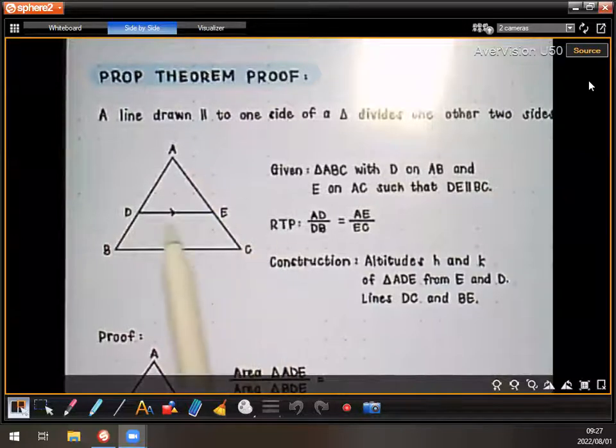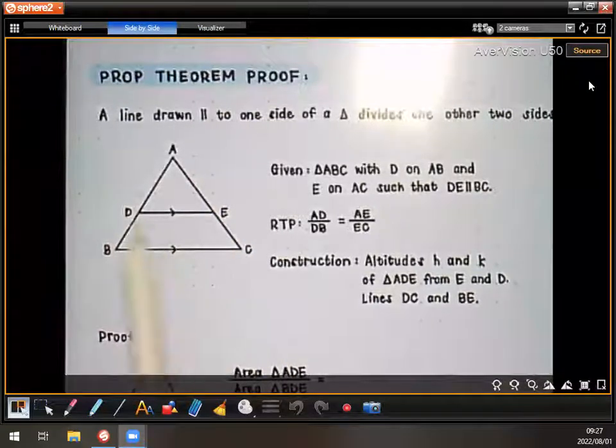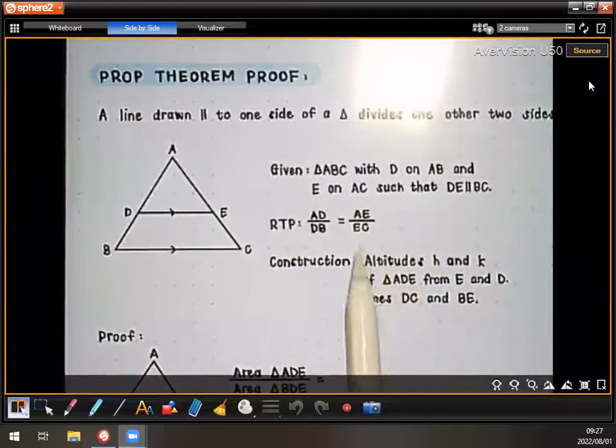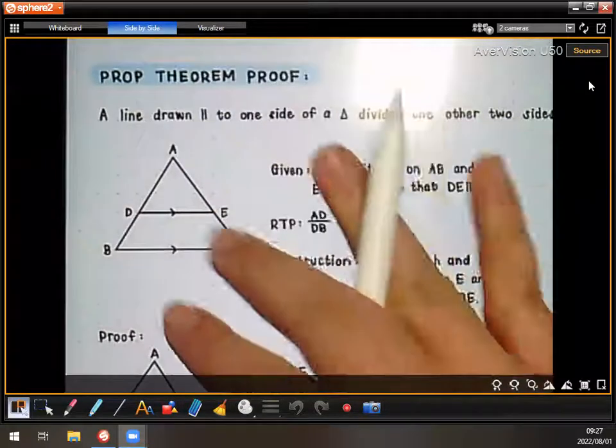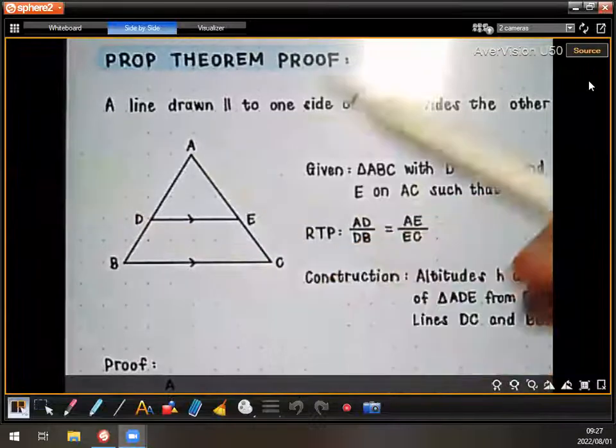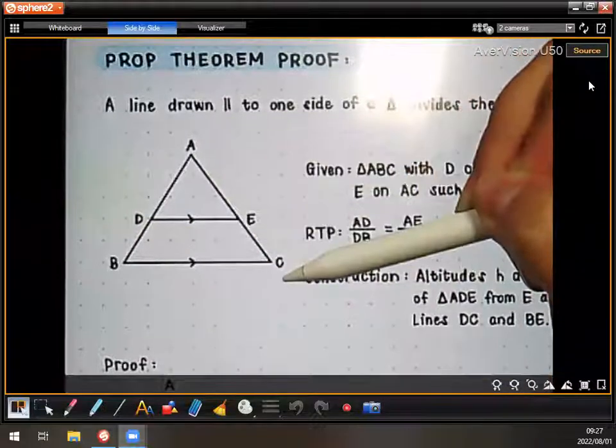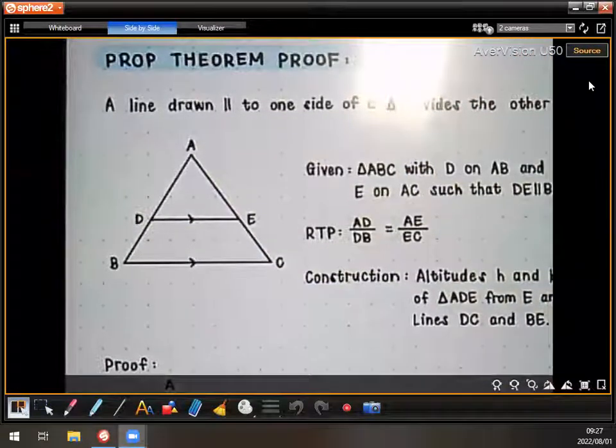You can't use this theorem if these two lines are not parallel. So that is what will be given. We have to prove the proportionality theorem, which is what we've been using this whole time, right? So we have to prove that AD over DB is equal to AE over EC. That's what we're going to prove.